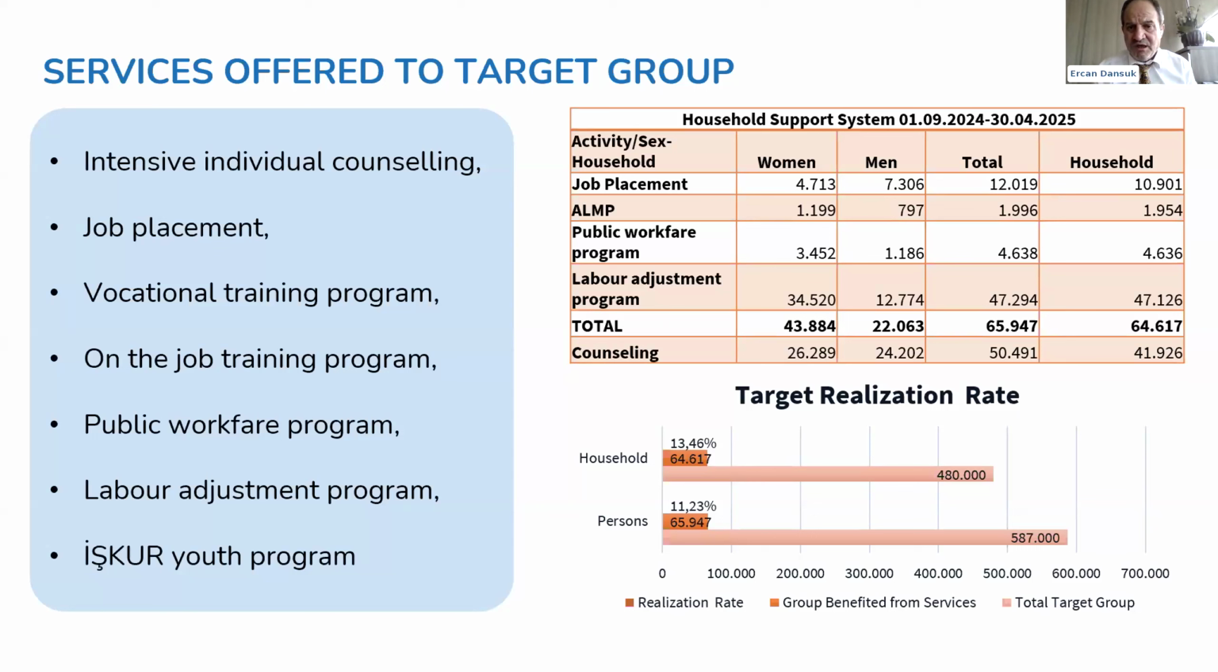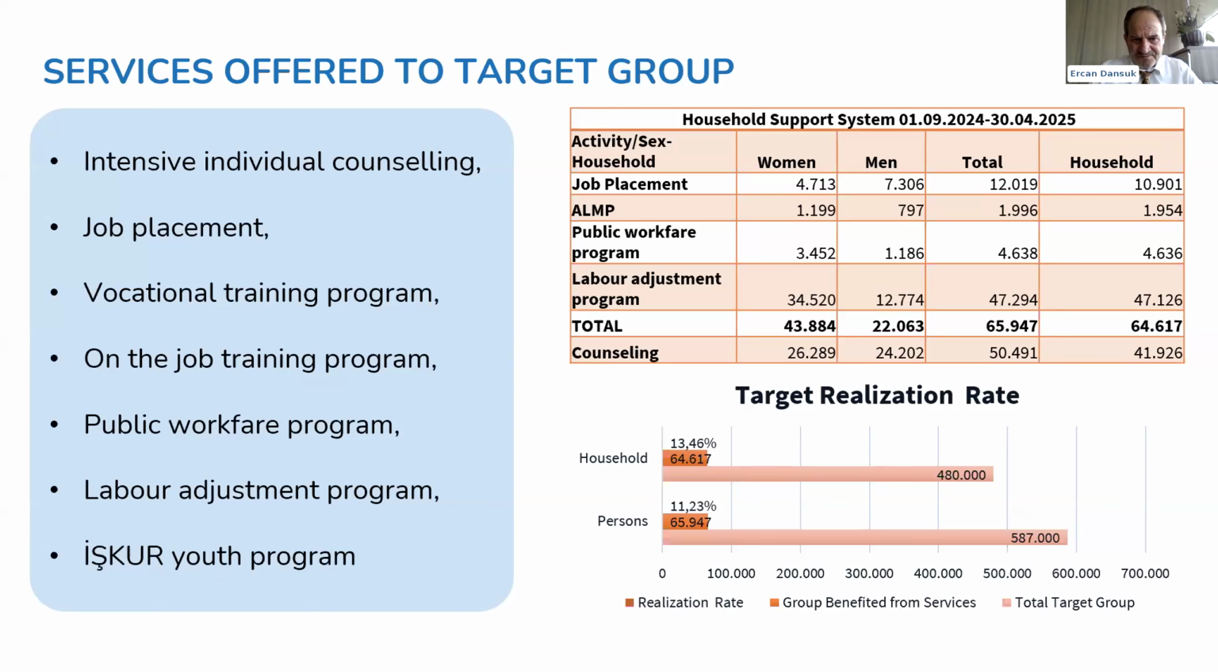So what we provide to these job seekers in our social assistance system is some intensive individual counseling, job placement, vocational training, on-the-job training, and so on.